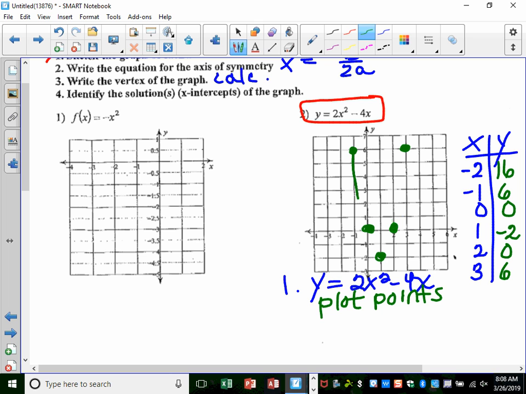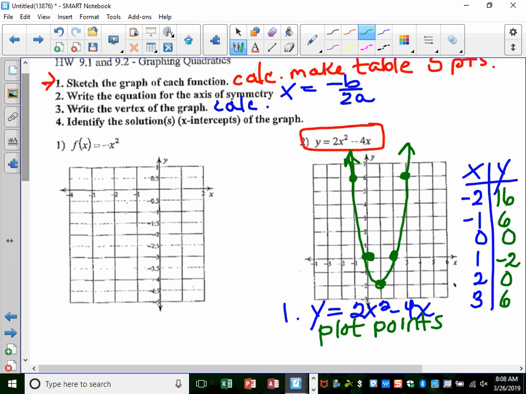Okay, so then you're going to go ahead and connect them all. And it's always a good idea to look at your calculator to make sure your parabola looks like the one you graphed, right? Okay, so that's step 1. We've already taken care of just graphing. Like I said, that part is easy.